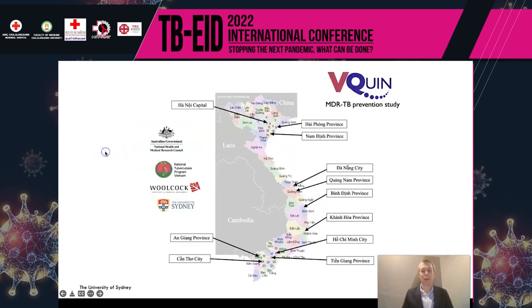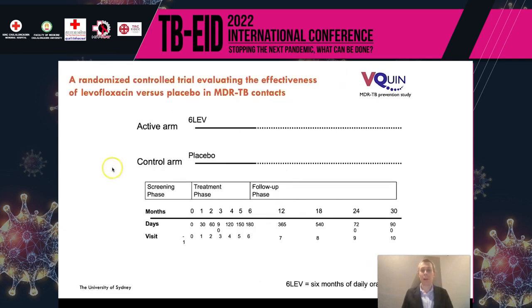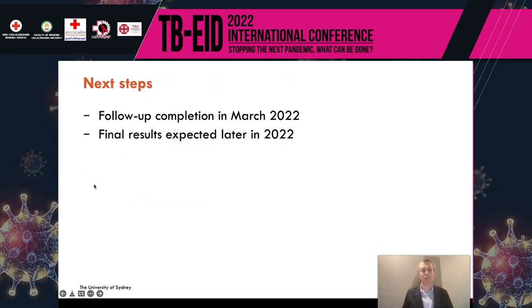which is underway internationally. So the VQIN study was conducted across Vietnam in 10 different provinces that you can see listed there within the National Tuberculosis Program. And we gave 6 months of daily levofloxacin at standard doses against placebo, and then followed people up for a total of 30 months after enrollment. The study has recruited 2,000 people, and we are expecting follow-up to be completed in March 2022.